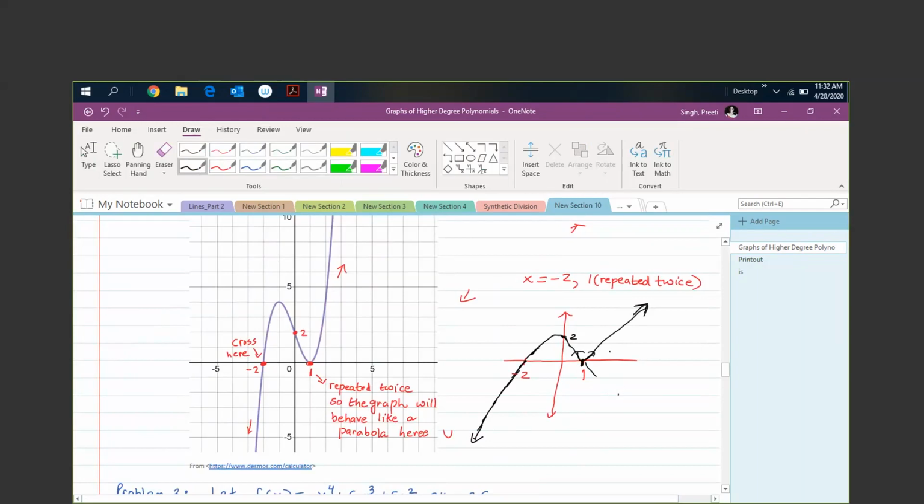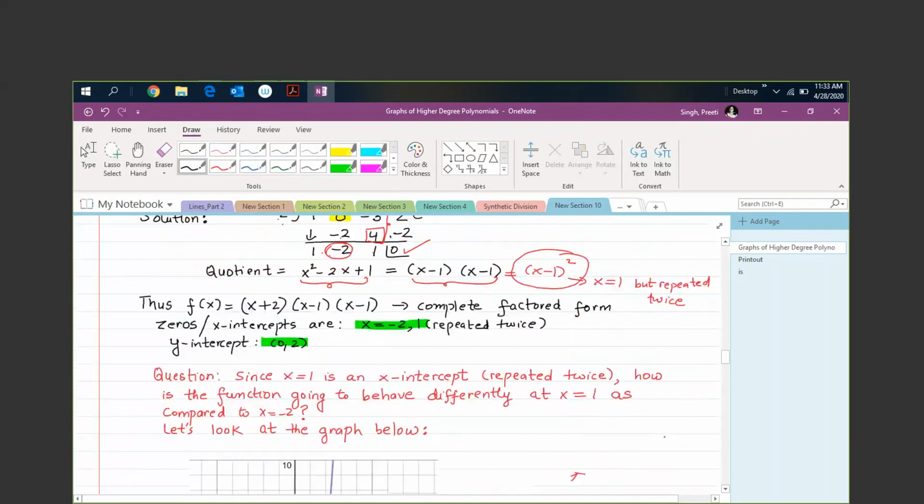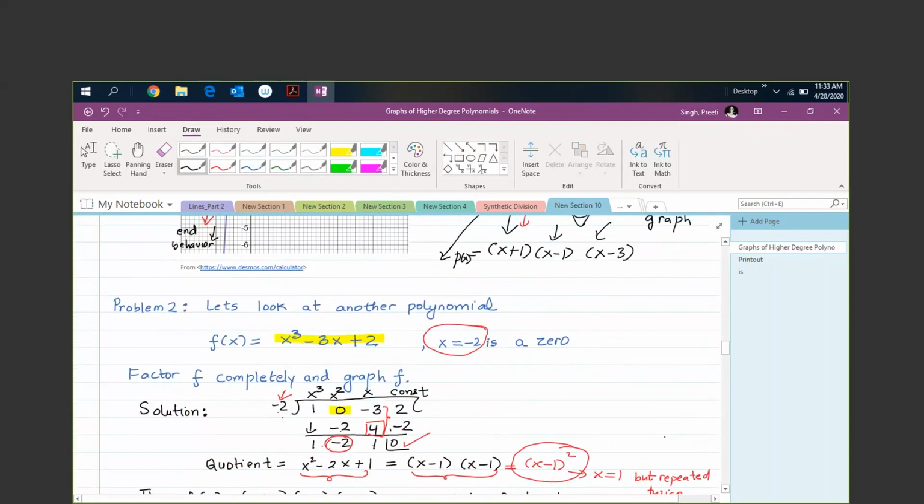Why? Because the function has this component in the factored form. If I write the factored form of my given function, look here. The factored form is x plus 2, which is coming from this component, and from 1, it's x minus 1 whole squared. This is the factored form of the given function, which is the highlighted yellow function.